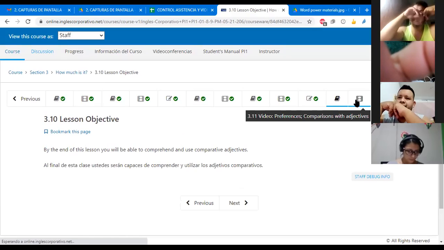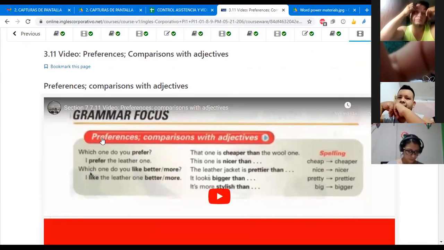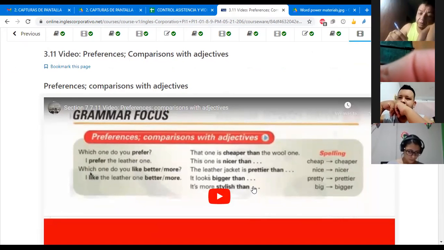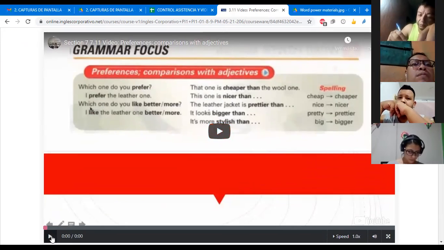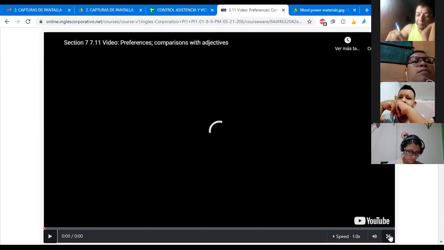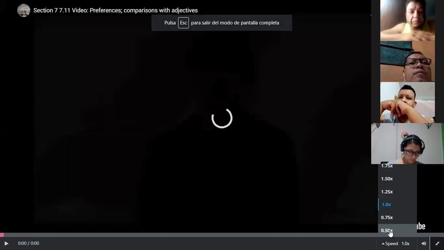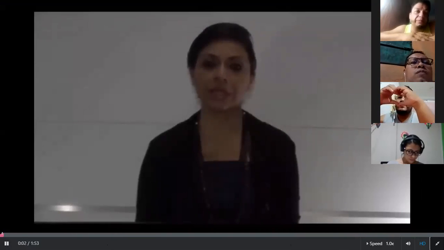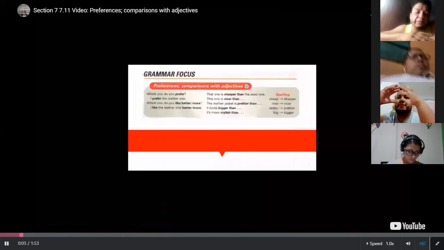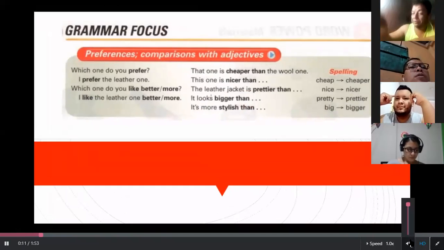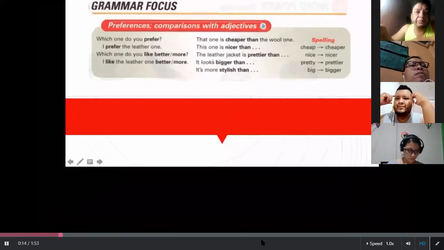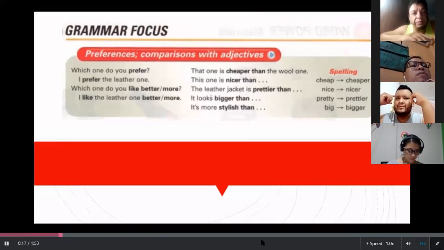Then the next one is a video with a comparison with adjectives. Okay, here you will see cheaper, nicer, prettier, bigger, stylish. Okay, the spelling rules. To express preferences in English as well as to compare. Let's see. Preferences. Comparisons with adjectives.